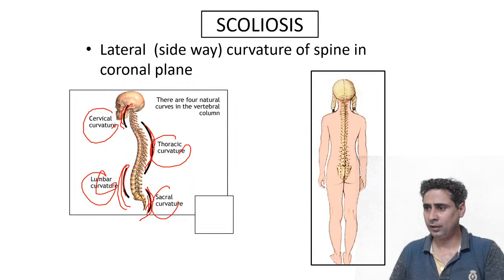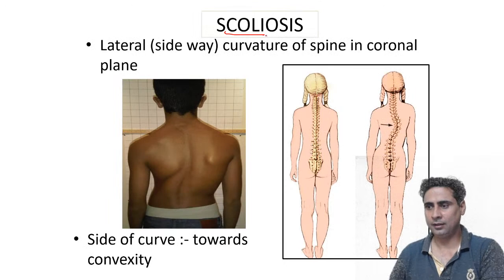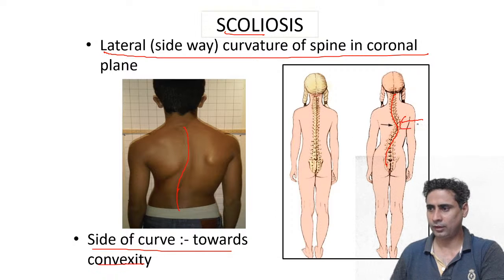In the coronal plane, the spine is straight. There is normally no curvature in the spine in the coronal plane. What happens in scoliosis? There is appearance of curvature in the spine in the coronal plane, giving rise to either a C-shaped or S-shaped deformity of the spine. The direction of the scoliotic deformity is defined by the convexity of the curve. Here the convexity is on the right side, so it will be right sided scoliosis.